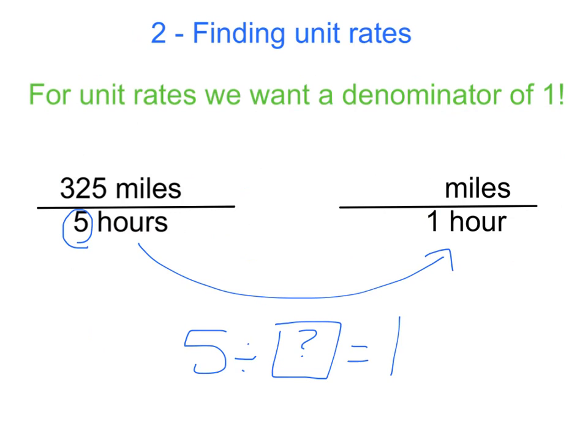We know that any number divided by itself, like 5 divided by 5, will result in an answer of 1. So in this example, we want to divide our hours by 5 to equal 1 hour. We're also going to divide our miles by 5 to get our final answer, and 325 divided by 5 gets us 65 miles. So our original rate was 325 miles in 5 hours, but our actual speed is 65 miles in 1 hour.